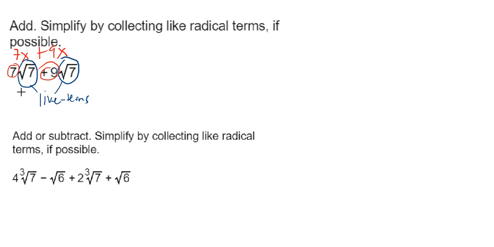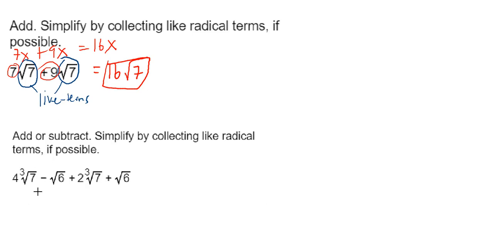Add these coefficients together. So 7 plus 9 is going to give me 16. And then the radical part stays the same. Square root of 7 just gets copied over. So we have 7 square roots of 7. To that, we are adding 9 square roots of 7. So altogether, we have 16 square roots of 7. And like I said, it works very much as if we had 7x plus 9x, which we would know to be 16x. Right, so same idea.